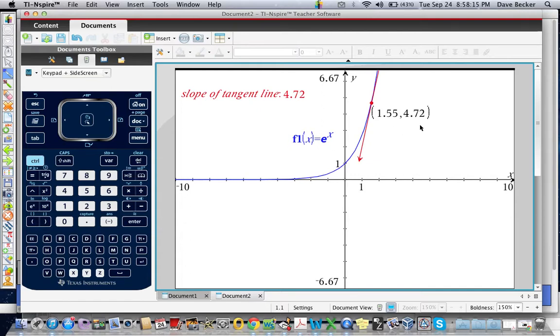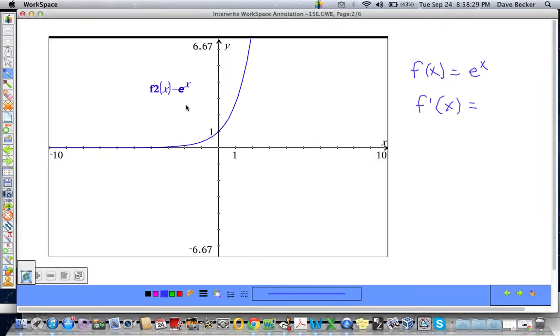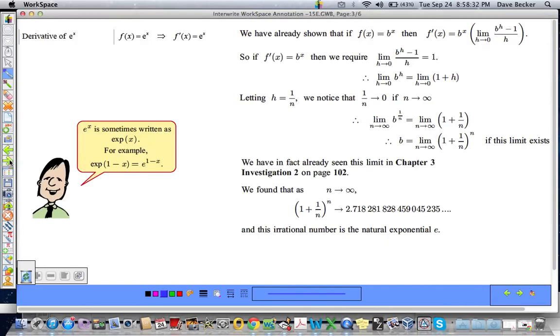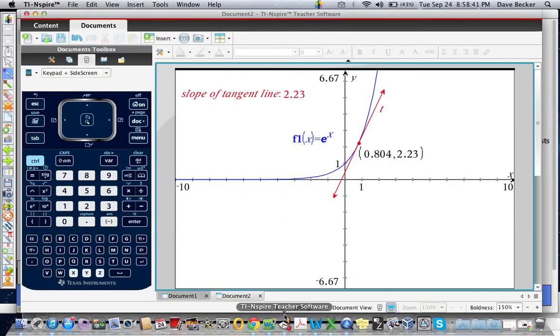the value of e to the x is 4.72, and the slope of e to the x at 1.55 is 4.72. So this is a visual proof that the derivative of e to the x is itself. It is e to the x. If f of x equals e to the x, the derivative of f of x is e to the x. And I'll go back to this picture again just so you can see the value of the function is the same as the slope, no matter where I put it. If I drag it here, okay, 0.105, 0.105.